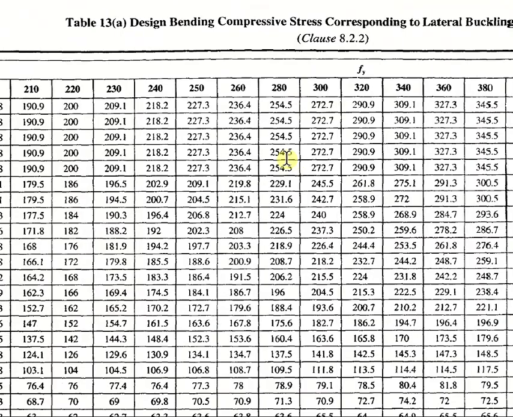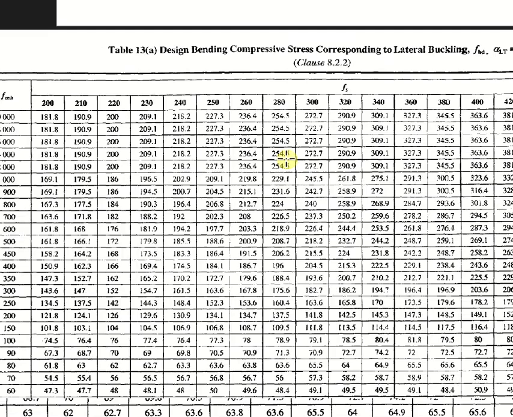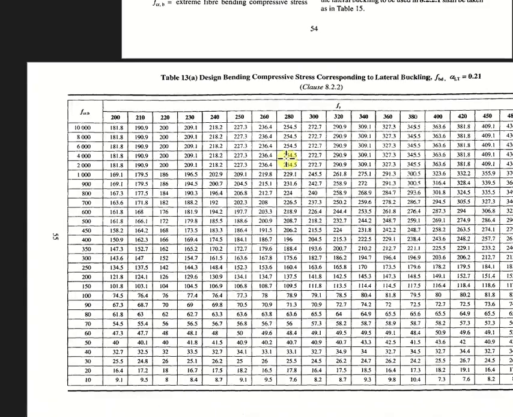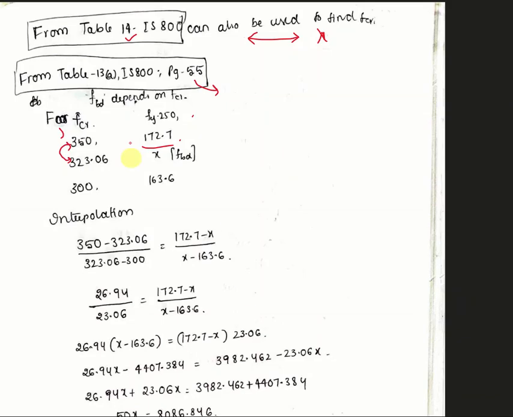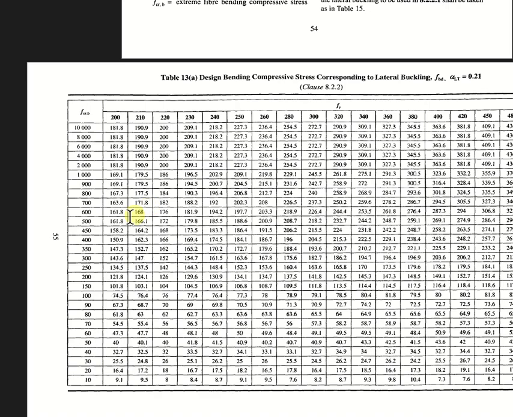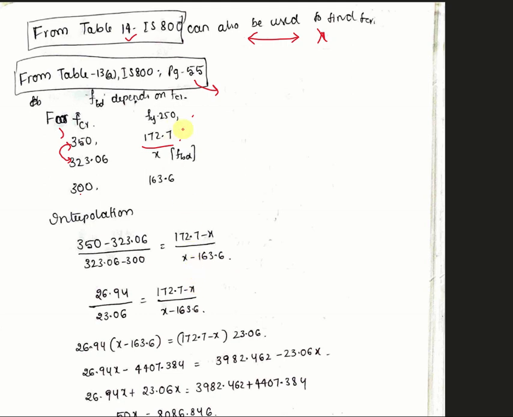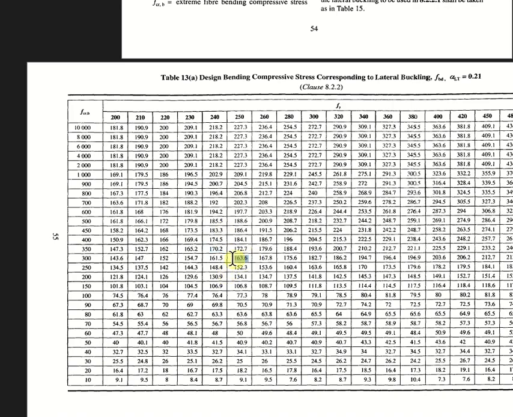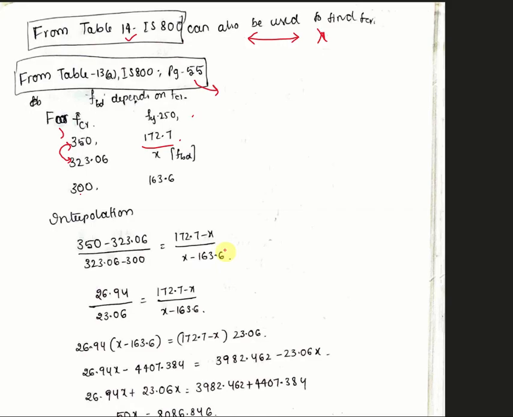Okay, page number 55. The FCR values are very less. For 350 and 300, the values will be there. Here this is 350, here this is 300. For 250 grade, we have written the values as 170.2, 172.7 and 163.6. These two values. Our value, which is 323.06, is in between 350 and 300.